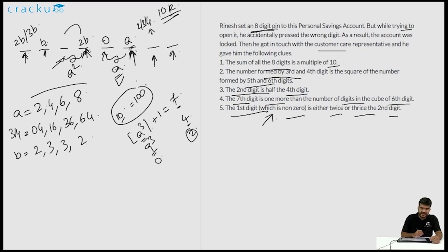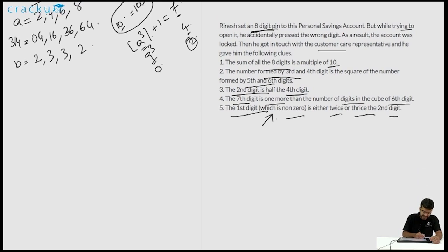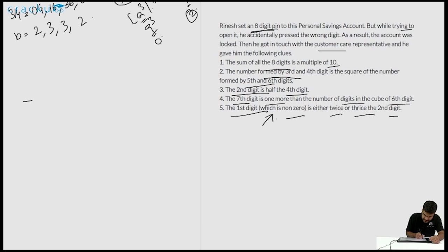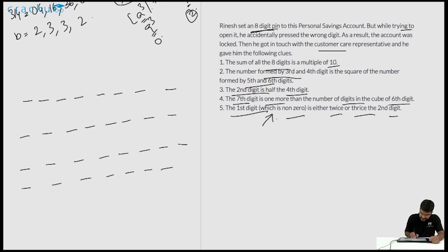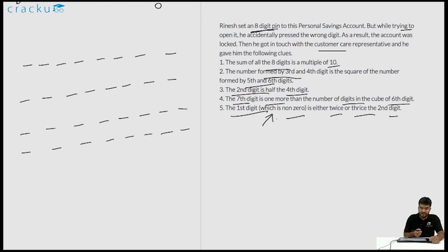Here the 4 possibilities for a are 2, 4, 6 and 8. So let us write down 4 sets of 8 numbers: 1, 2, 3, 4, 5, 6, 7, 8. Notice that in each one of them we know that the fifth digit is 0. So we will put down the fifth digit as 0. And the sixth digit will be either 2 or 4 or 6 or 8.